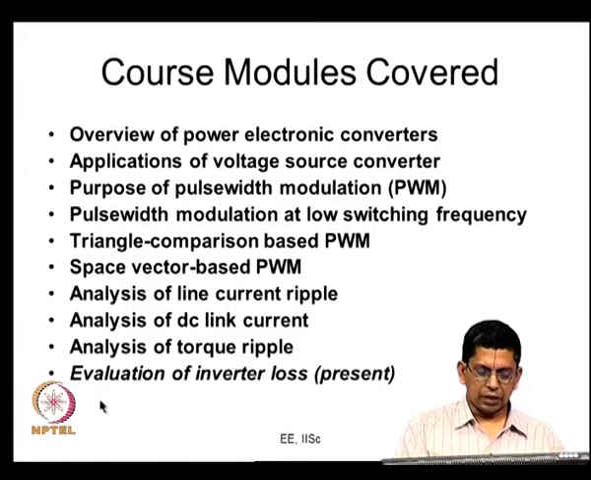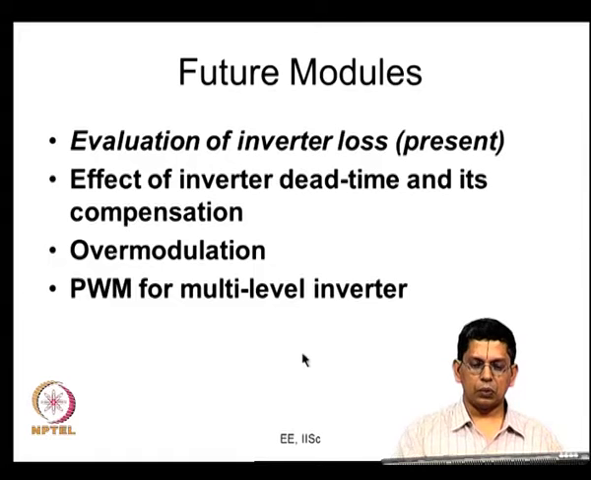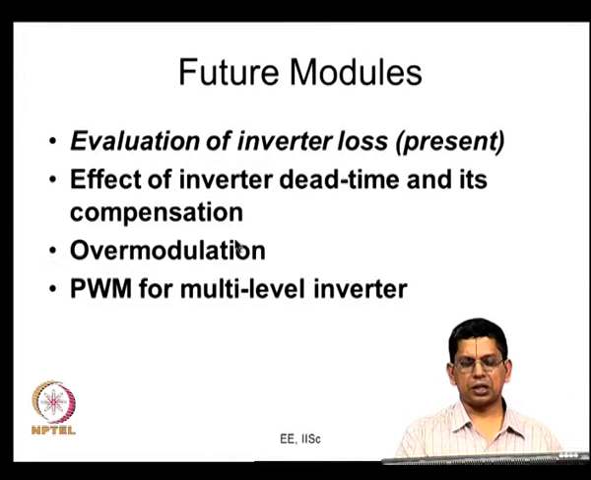Presently we have been dealing with the evaluation of inverter loss. In the last lecture we covered the conduction loss aspect, and today we will be doing the switching loss. The future modules which remain are the effect of the inverter dead time and its compensation. These concern the non-idealities: there is a forward drop that causes conduction loss, which we dealt with in the last class, and the other non-ideality in the actual switches is that they take a finite amount of time to turn on and turn off, and there is a certain amount of switching energy lost, and that is the switching loss which we are dealing with in this present lecture.